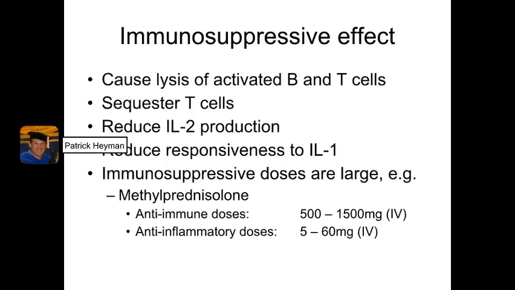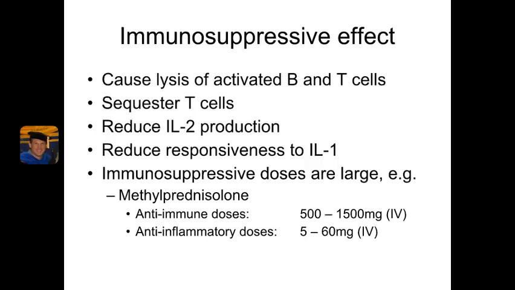Okay, so let's talk a little bit about the immunosuppressive effect. When you give steroids in large doses, you're going to actually cause destruction of B and T cells. You're going to trap the T cells wherever they are. You're going to reduce the amount of interleukin 2 production, which is going to reduce the number of T cells even further. And you're also going to reduce their responsiveness to interleukin 1, which is going to reduce their activity in the immune system. All that to say that in very large doses, steroids have an incredibly broad effect on the immune system.